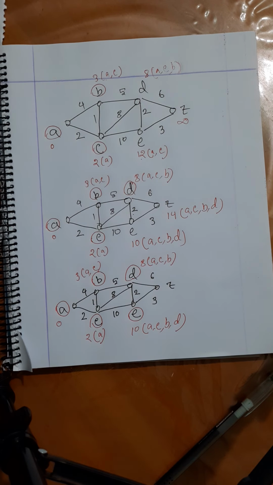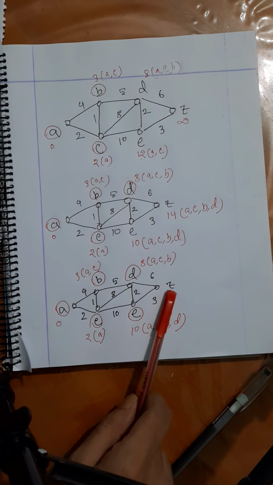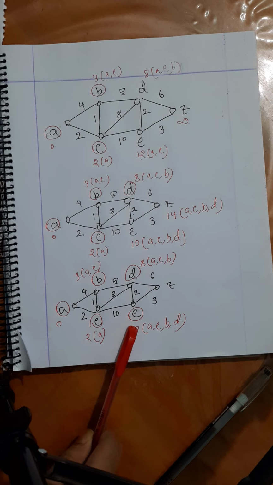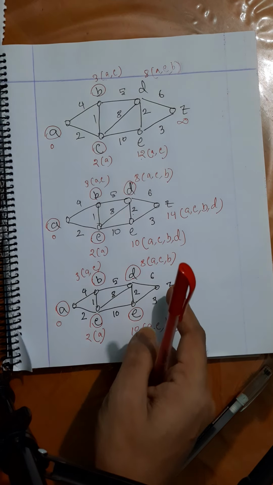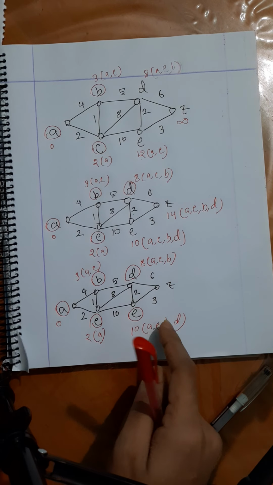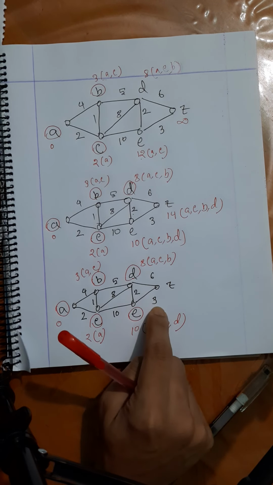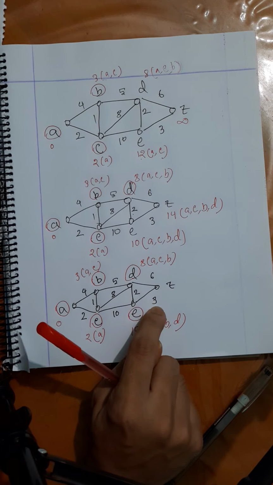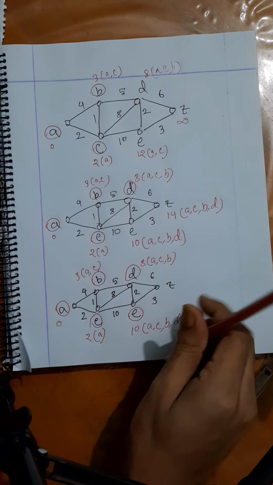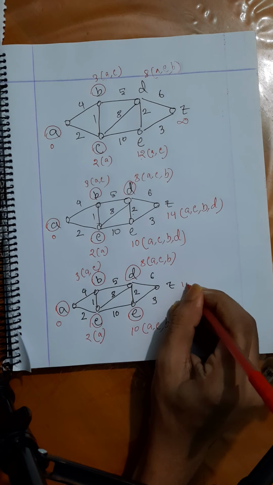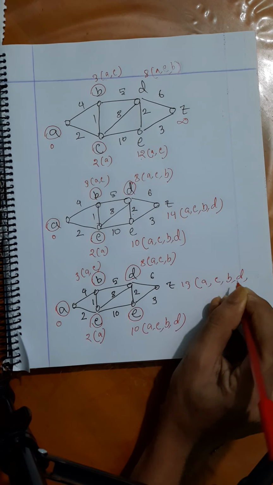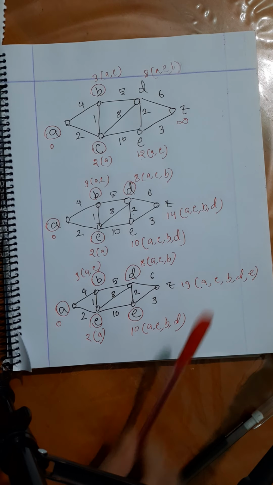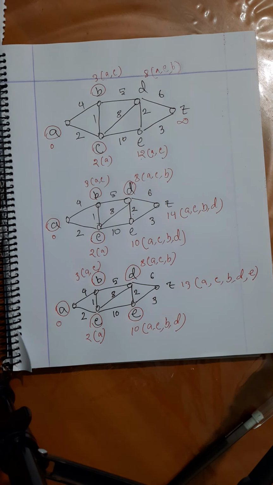Let's check if we can go to Z from E with a smaller distance or not. We can go to Z from E with a cost of 10 plus 3, which is 13, and it is smaller than the previously assigned value, so we will update the value of Z now. That is going to be 13, and the path is going to be A, C, B, D, E. We cannot go to any other nodes that are not selected yet.